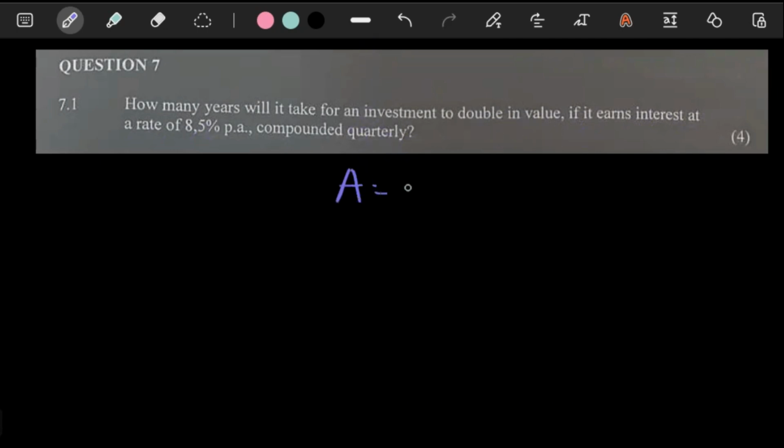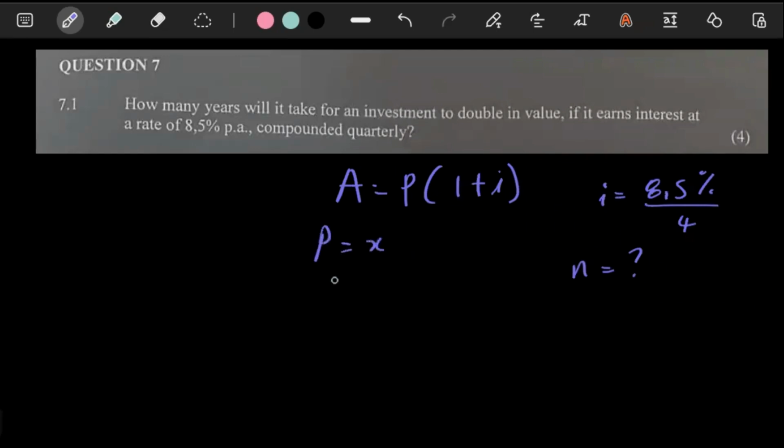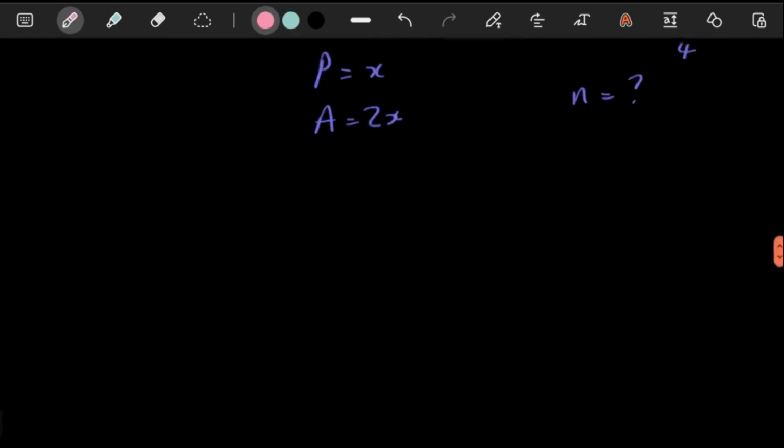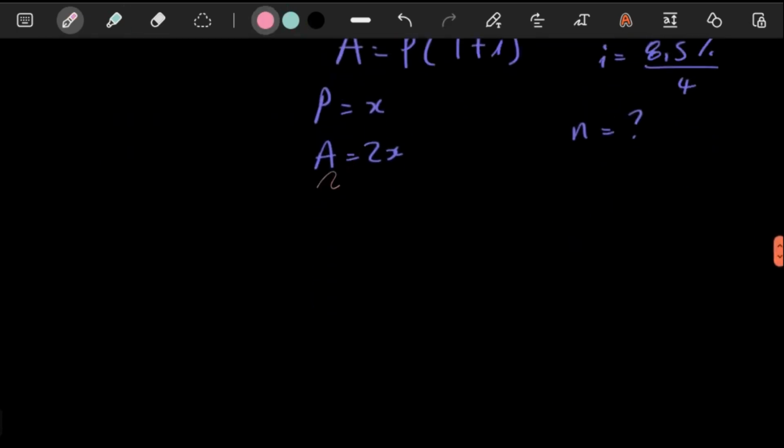So A is equal to P(1 + i)^n. Let's get our interest: 8.5% compounded quarterly. n is what we're looking for. But they said, how long does it take for the investment to double? So we can make P equal x and A equal 2x, because the x's are just going to cancel each other out anyway. These kinds of questions are everywhere in past papers.